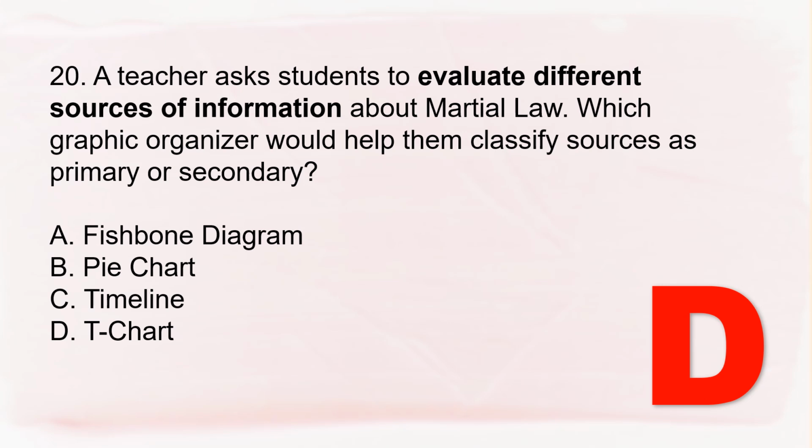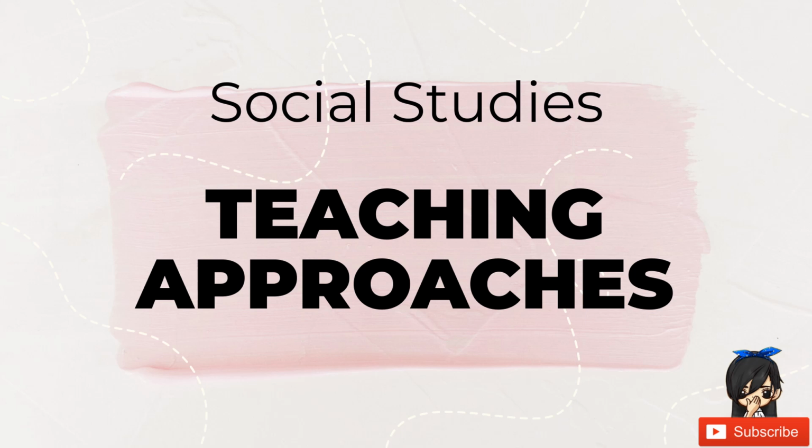Fishbone diagram, we've discussed this earlier. This is used for cause and effect analysis. And for letter B, pie chart, this is best for statistical data. For letter C, timeline, this organizes events by date. So only letter D is the best answer.